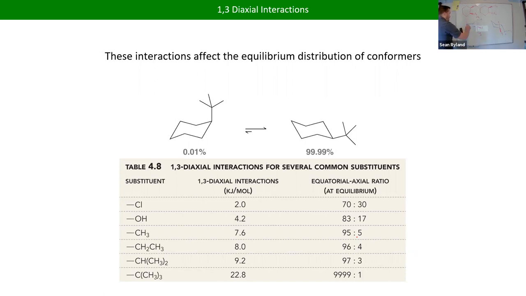I'm going to switch the color scheme here and draw all the ones that are interacting above the ring with red and the ones that are interacting below the ring in blue. So this methyl group has diaxial interactions with these two hydrogens. Okay, gotcha. This methyl group has diaxial interactions with these two hydrogens. Gotcha, but not with each other. Not with each other. Yeah.